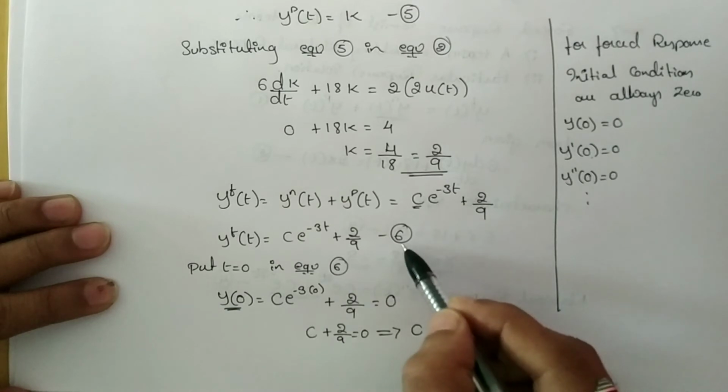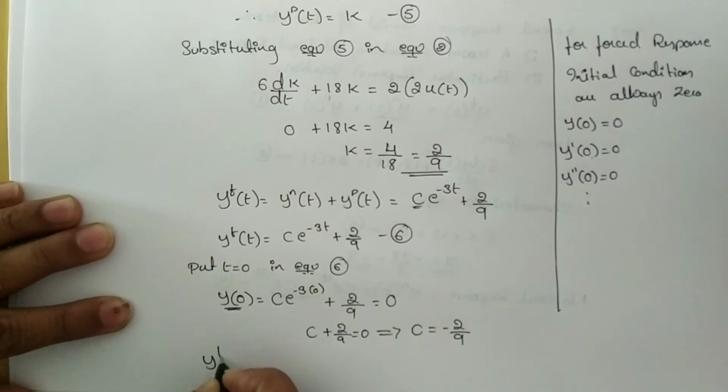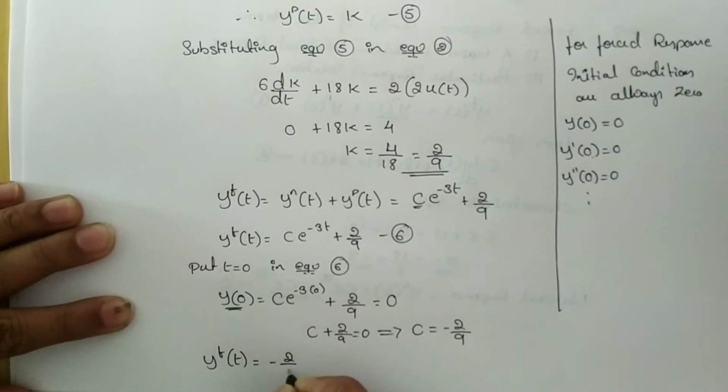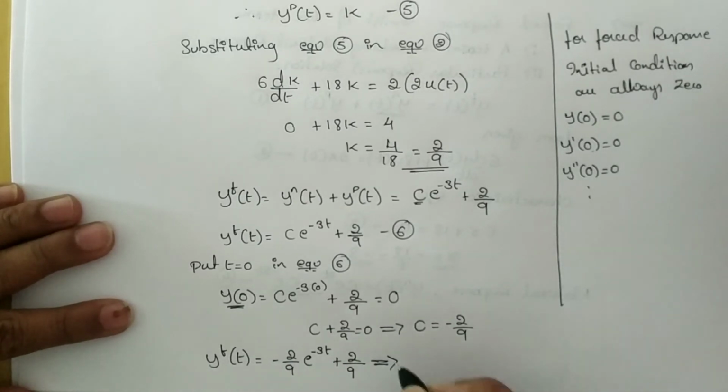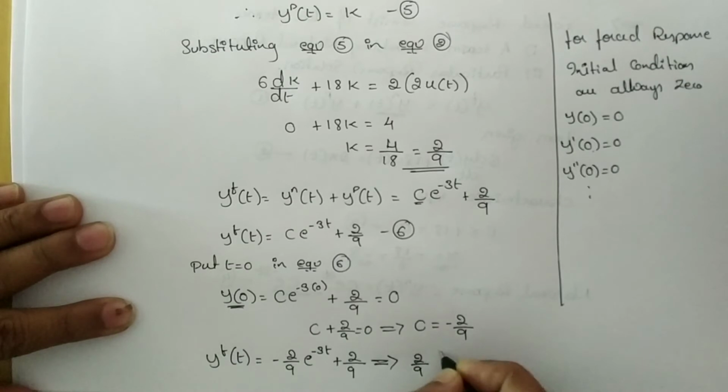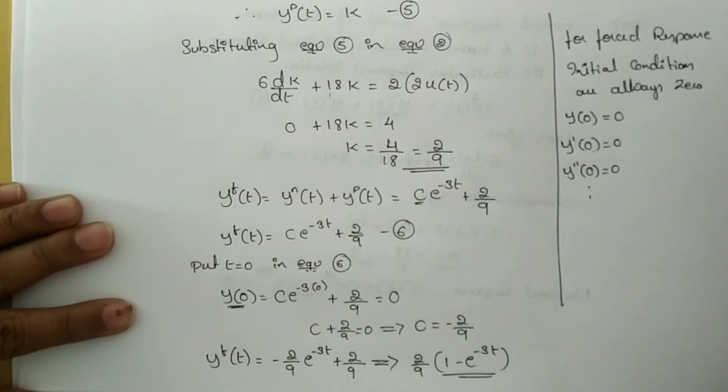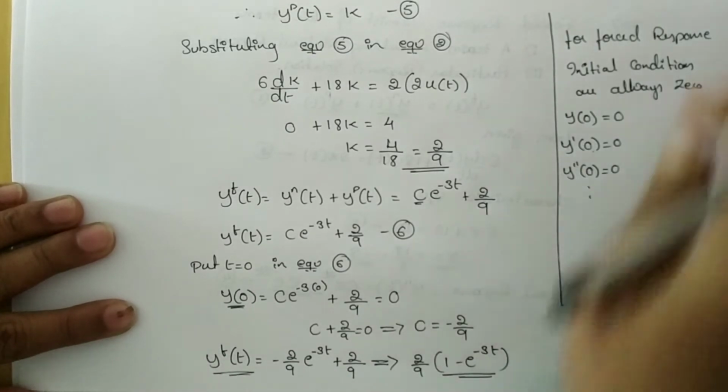Now we got the value of c. Substituting the value of c in equation number 6, we get y of t is equal to, the value of c is minus 2 by 9, c times e power minus 3t plus 2 by 9. I can rewrite it by taking 2 by 9 common: 2 by 9 times 1 minus e power minus 3t. Therefore, this is the forced response for the given expression.